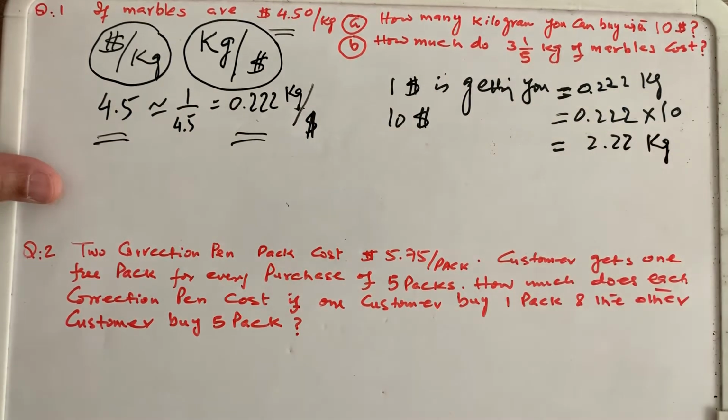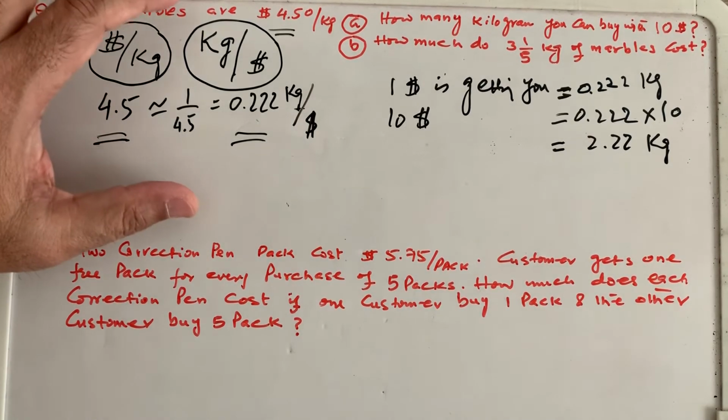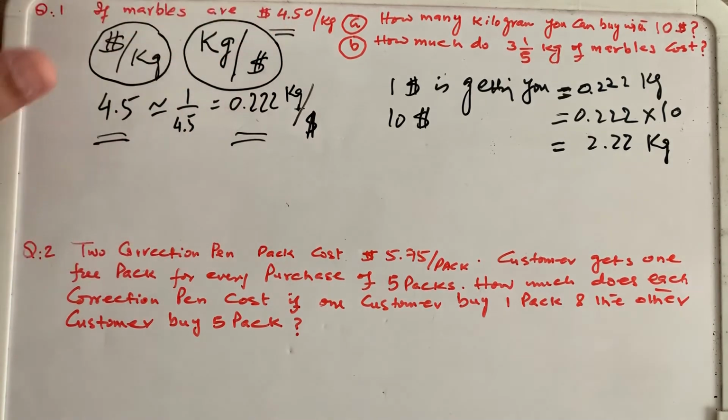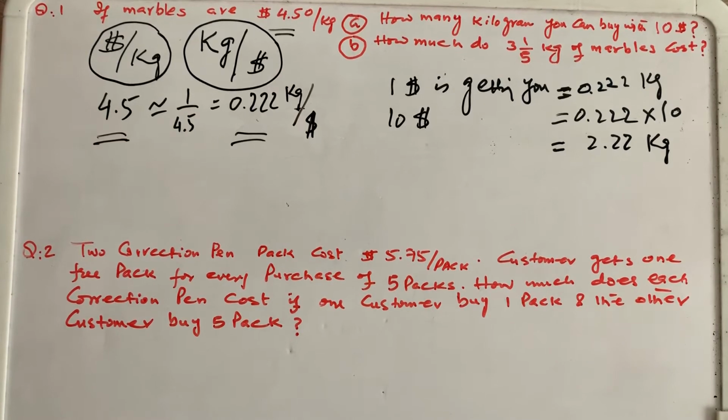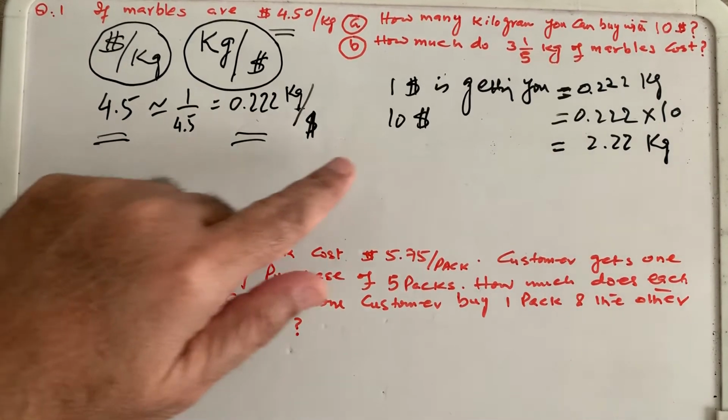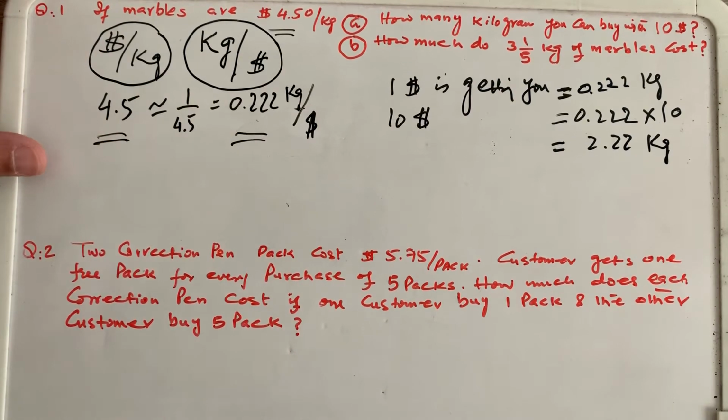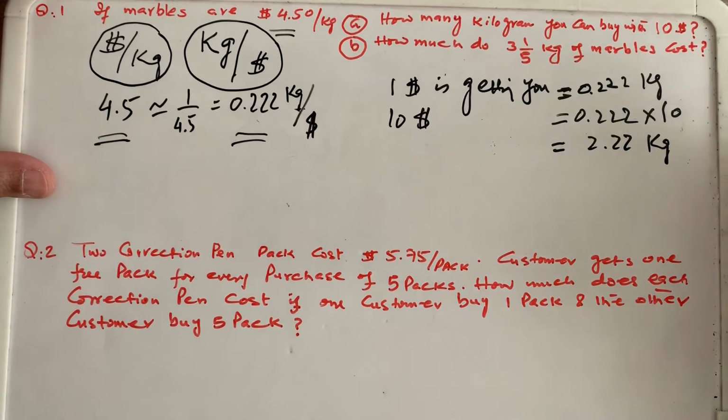So what is the question saying? How many kilograms can you buy with $10? First we have to recognize the reciprocal of this rate. This rate is given in dollars per kilogram. But we need kilogram per dollar. That means how much we can buy in $1. Once we know how much we can buy in $1, we can calculate how much we can buy in $10. So I hope you understand this part.